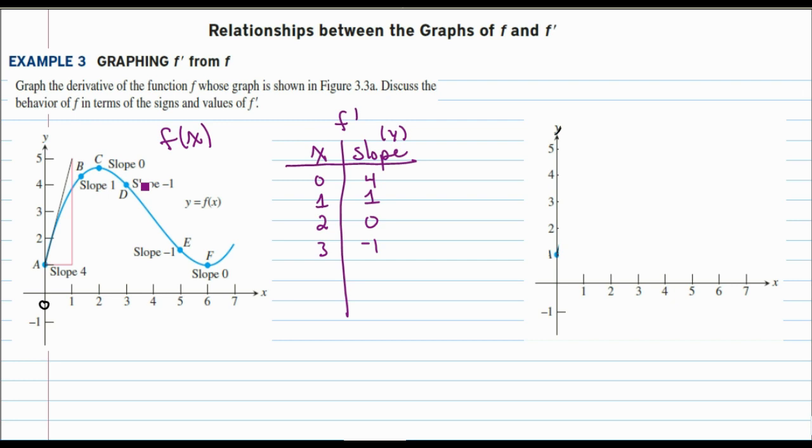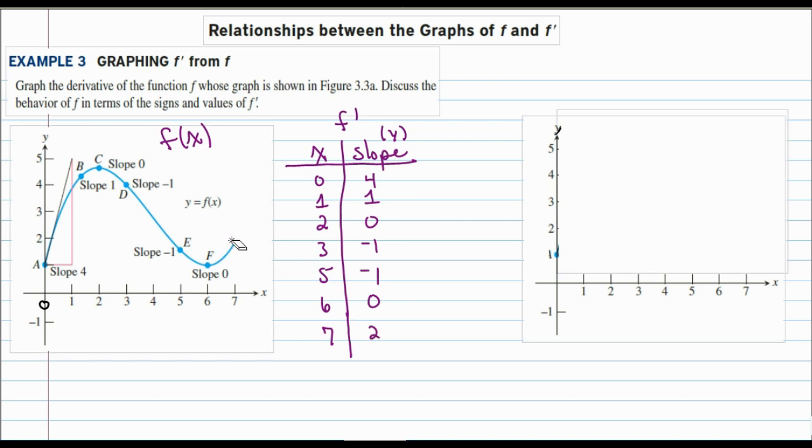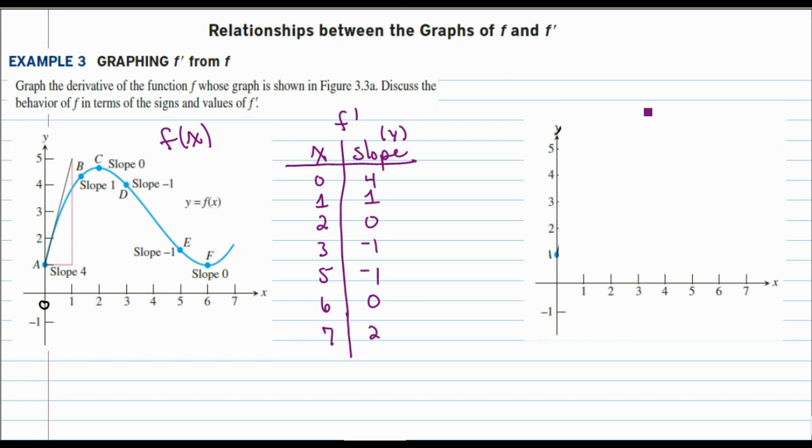So we might want to keep this in mind. We're supposed to discuss the behavior of f in terms of the signs and values of f prime. Well, we had positive slopes, we went to 0 slope, and now we're at negative slopes. So keep that in mind. This slope here at 5 is negative 1, still negative 1, I guess. The slope at 6 is 0. And if you wanted to make a prediction, the slope here at 7 might be a little less than 4, maybe 2.